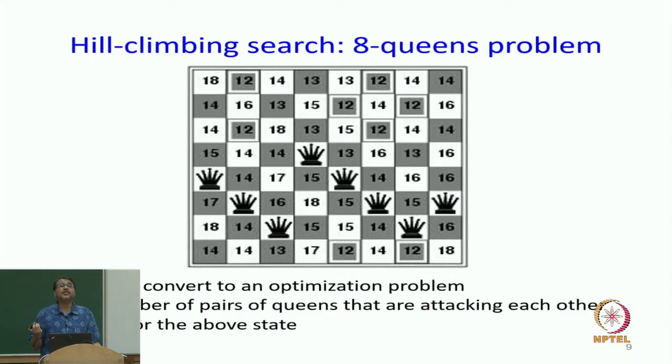So, first I need to pick which queen differs. Let us say the first queen differs. How many places can I move this to? 7. So, I will say that I have 7 neighbors where the first queen is moved. Similarly, I will have 7 neighbors where the second queen is moved. So, how many neighbors will I have for the state? 56, 8 times 7. Now, this neighborhood function Chinmay brought out from his pocket. Somebody else could have brought out another neighborhood function.